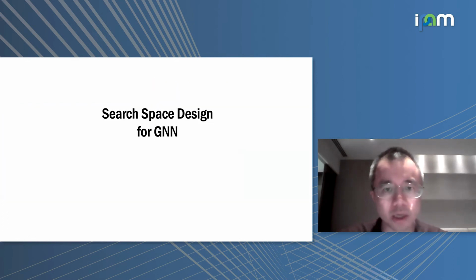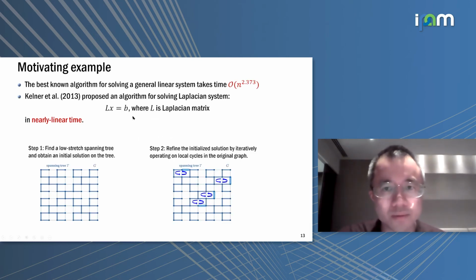So how do we actually enlarge the search space of GNN? The intuition we have comes from a smart algorithm from the theoretical computer science community, for solving large linear systems. Essentially, you have a graph problem: L is a graph Laplacian, and x is a vector you want to find. Lx equals b, where b is given to you. You try to solve such a large linear system.